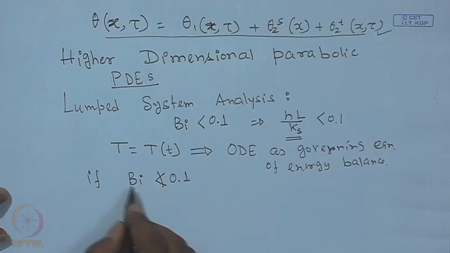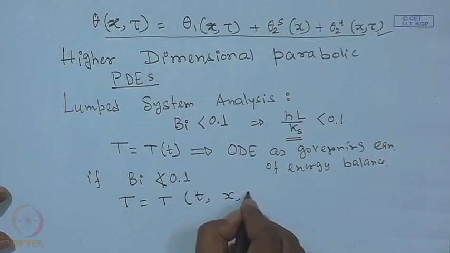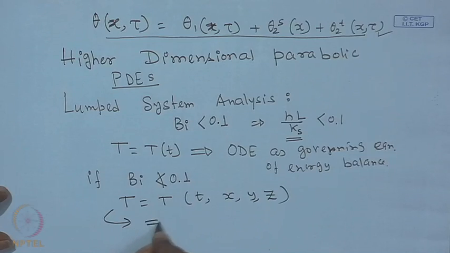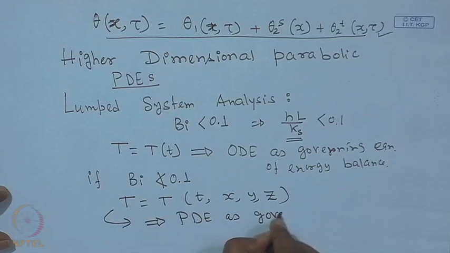If it becomes a multidimensional problem, a problem involving more than one dimension, that means it involves more than one independent variable. Therefore, we are going to land up with a partial differential equation instead of an ordinary differential equation as in the case of lumped system analysis. So, in this case, if Biot number is not less than 0.1, then temperature is a function of time as well as space. In general, it is a function of x, y, z, and we will land up with a partial differential equation as the governing equation of energy balance.